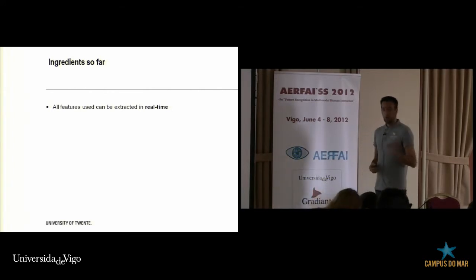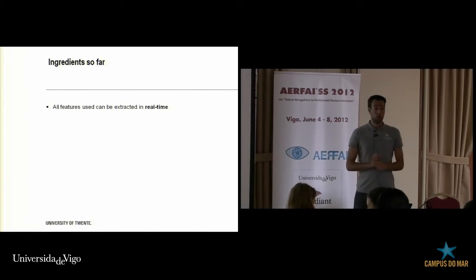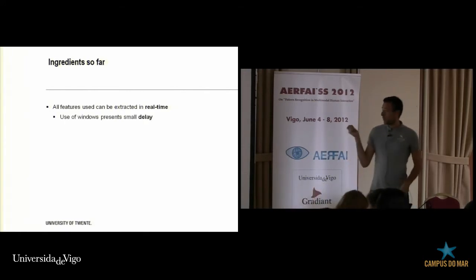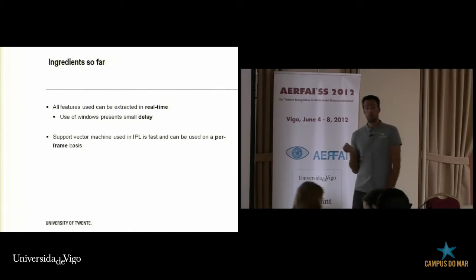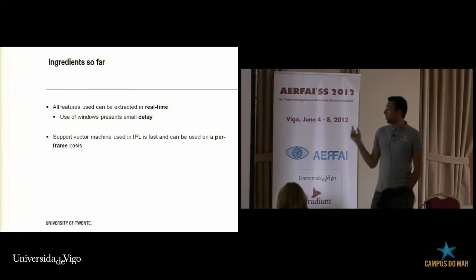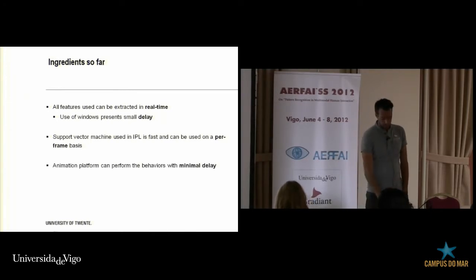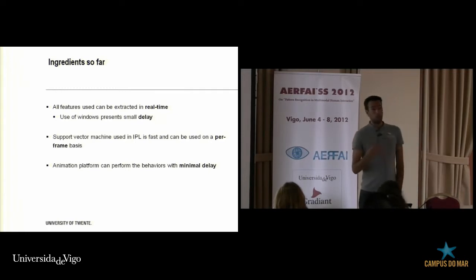Most of the things that we need for online, we already did. The features that we extracted can be extracted in real time, which is important. There's only a minimal delay because we use windows. At the same time, we have support vector machines, which can be evaluated really quickly. So they are fast models, and they can be used on a per frame basis. And also we have an animation platform that can perform these behaviors, the nods and the ahas, with minimal delay.